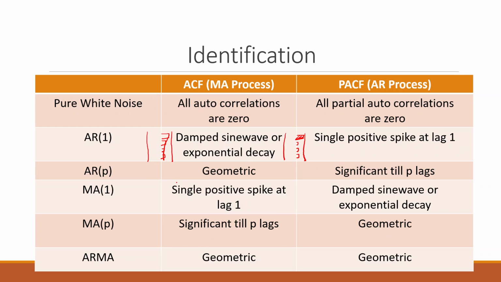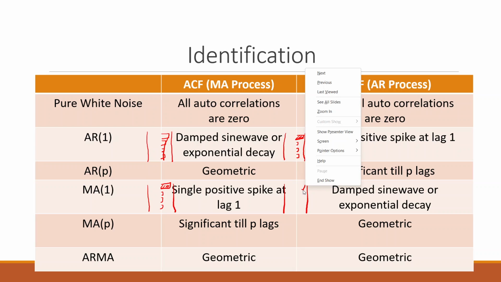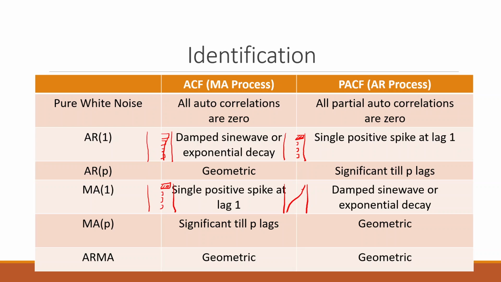If I talk about the MA process, it will be completely reverse of this. There will be one spike here, and all others will be insignificant. And the PACF in this case will have some geometry. Either the geometry will be exponential or a damped sine wave. It can also be that your spikes are following this fashion: 1, 2, 3, 4, 5. It may be possible.